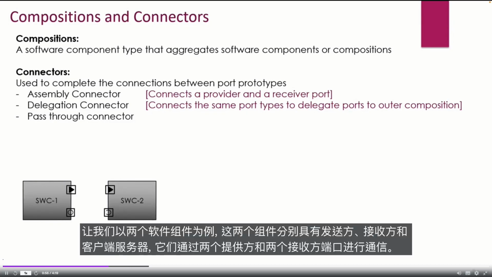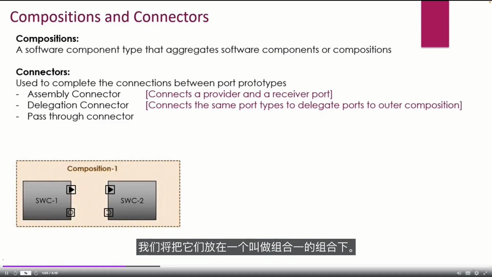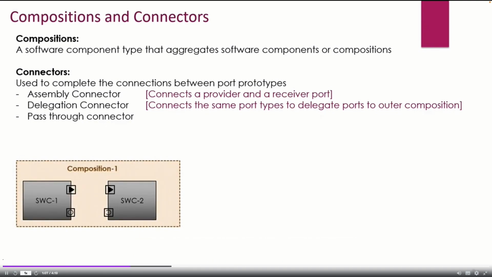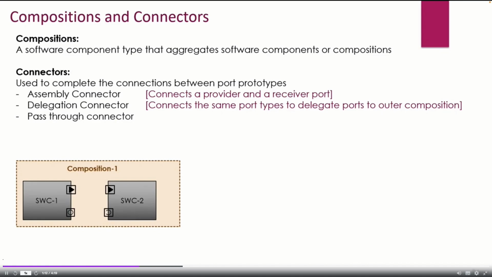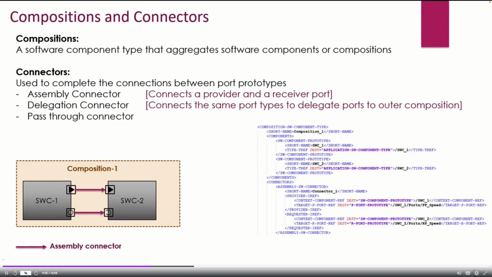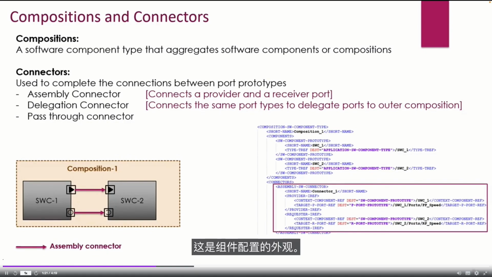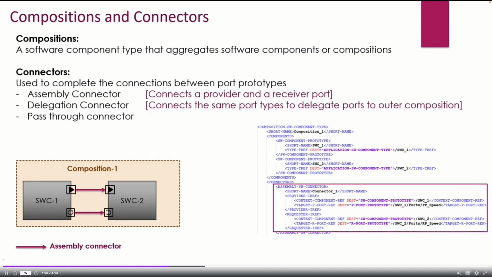Let's take two software components that have a sender-receiver and a client-server communication with two provider and two receiver ports. We shall place them under a composition called composition 1. To connect these two ports, we can use a simple assembly connector. An assembly connector is used to connect two ports within the same composition. This is how the assembly connector configuration will look. An assembly connector will bind a provider and a receiver port within it.